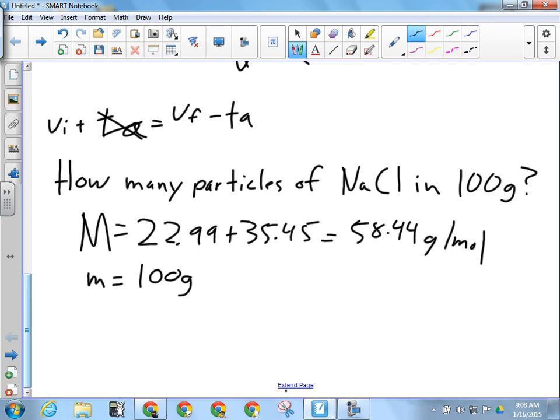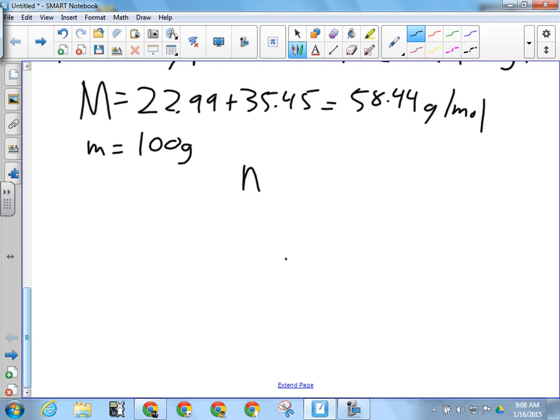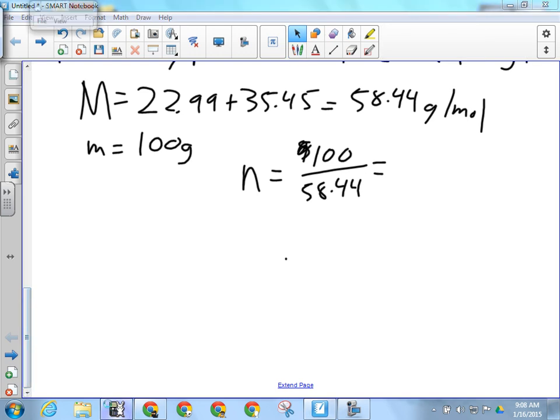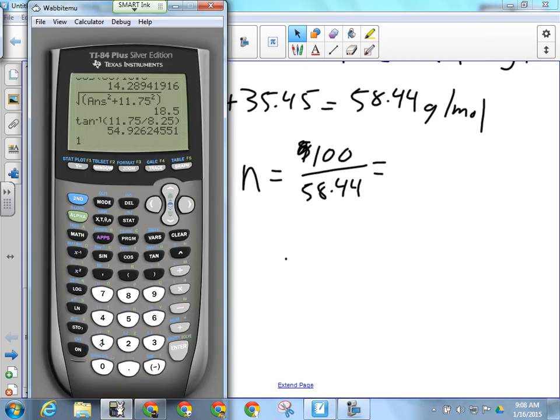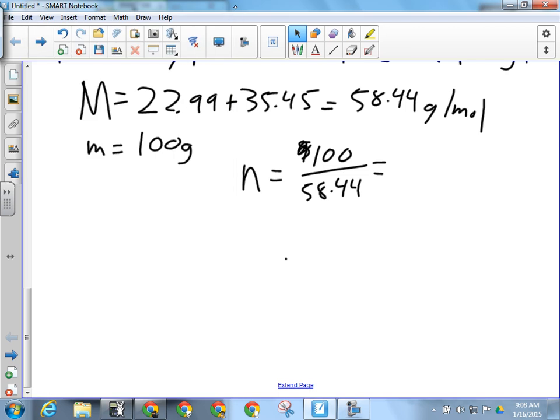All right, so the next thing I've got to do is find the number of moles. So that'll be 100 grams over 58.44, which is 1.71 moles.